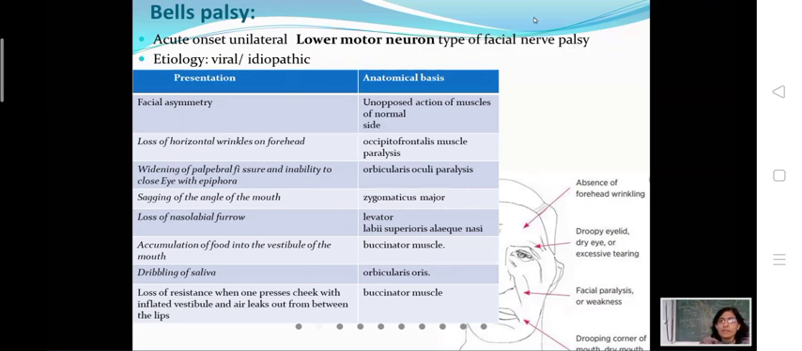In Bell's palsy, the facial nerve is usually injured or irritated after it exits the cranial cavity through the stylomastoid foramen. Its etiology could be viral or it could be idiopathic. That is, the reason for Bell's palsy is not known. It just happens. Or the etiology is viral. What are the presenting features of Bell's palsy? And what is the anatomical basis of those clinical features?